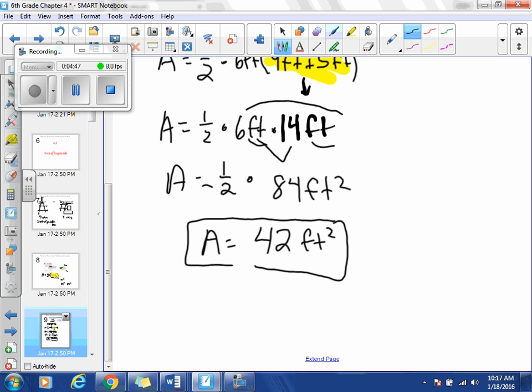Some of you might be thinking, why did I multiply these two together before I did a half? You could have done a half first if you wanted. So you could have done half of 6, which is 3 feet, and then done 3 feet times 14 feet.